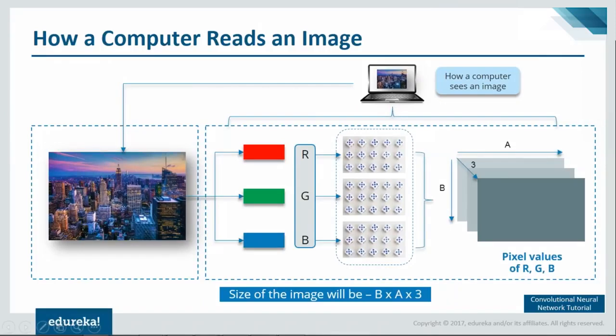So when I say that the image size is B cross A cross 3, it means that there are B rows, A columns, and 3 channels. Alright, so if somebody tells you that the size of an image is 28 cross 28 cross 3 pixels, it means that it has 28 rows, 28 columns, and 3 channels. So this is how a computer sees an image. And this is for colored images. For black and white images, we have only 1 channel.